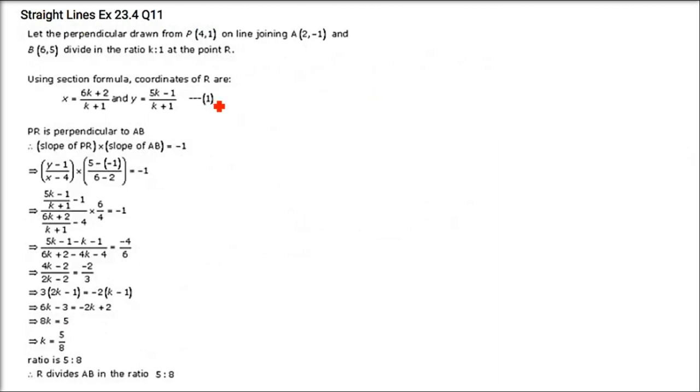Prove that the perpendicular drawn from the point 4, 1 on the join of 2, minus 1 and 6, 5 divides it in the ratio 5:8. So we have a line almost similar to the previous one. We have to join 2, minus 1, and then we have 6, 5. These two are the points of the original line.